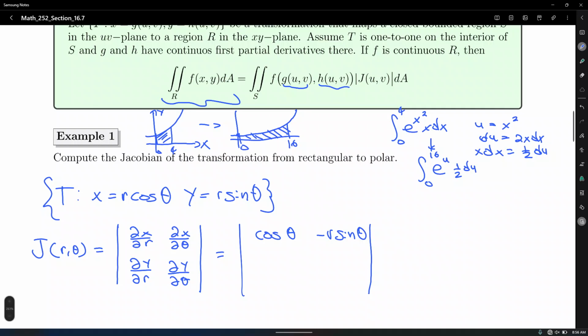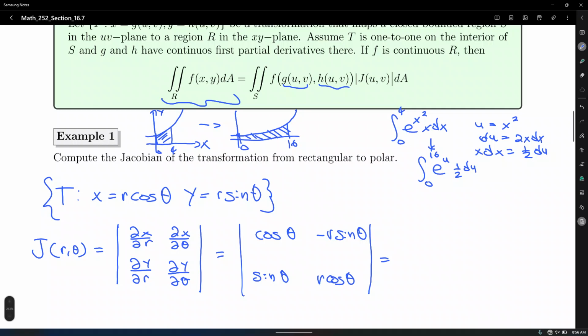Okay? And then what about the partial of y, of the y equation with respect to r? Okay, differentiate r, that's 1 times sine, that's just sine theta. And the derivative of the y equation with respect to theta, that's the derivative of sine, which is cosine, times the r that's there, that's r cosine theta. How about we compute these 2 by 2 determinants?